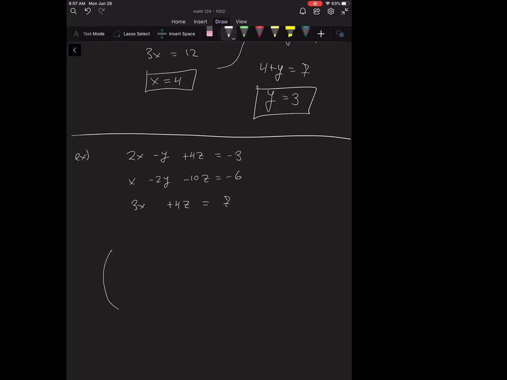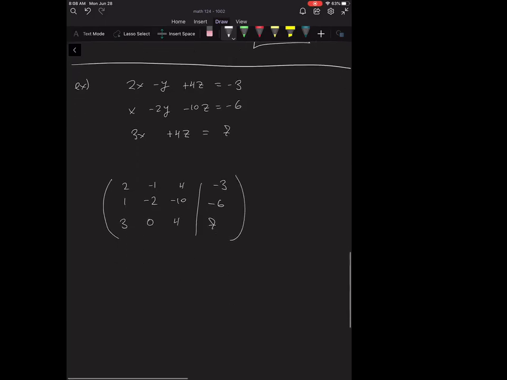So for this first row, if we just look at this equation, we just write down the numbers that are in front of the variables. So we have a 2 in front of our x, a minus 1 in front of the y, 4 in front of the z, and then a minus 3 over here. Then in the middle row, we have a 1 in front of the x, a minus 2 in front of the y, a minus 10 in front of the z, and then a minus 6. And we have a 3 in front of the x, a 0 in front of the y, a 4 in front of the z, and then a 7. So that's all we need to do to set up the matrix.